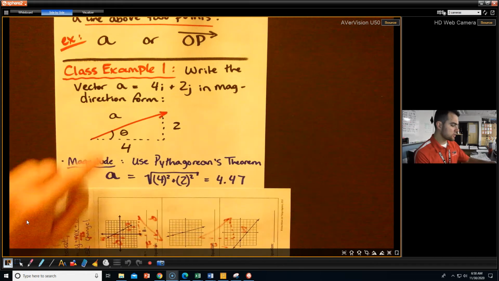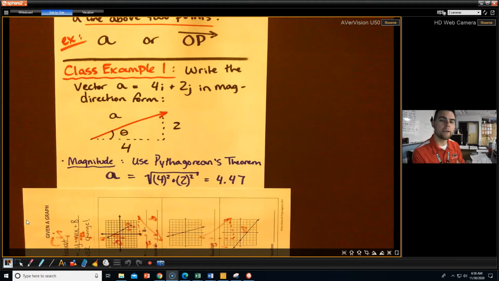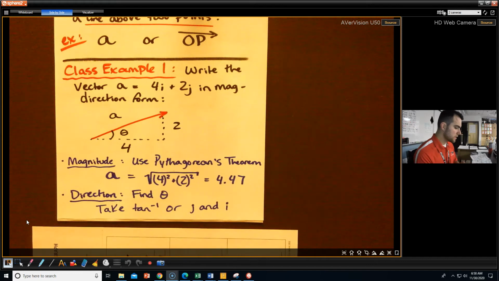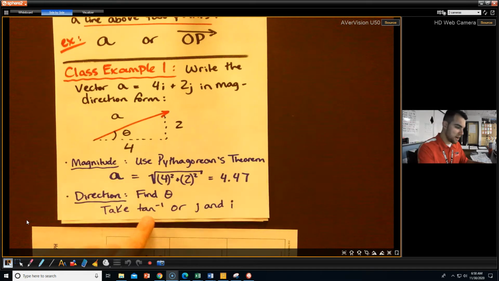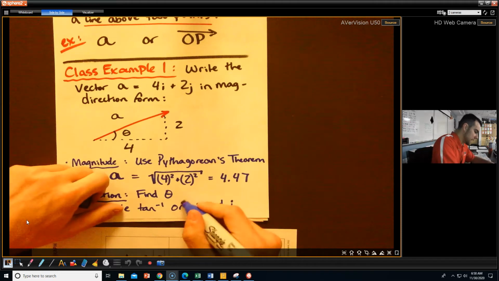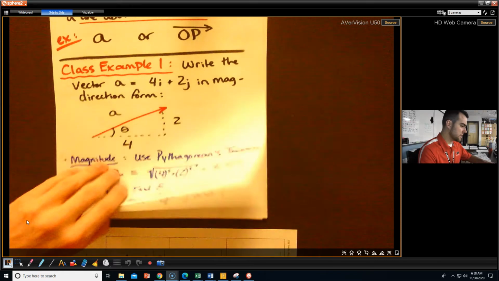Now for the direction, that's actually this angle right here. There's a little bit of trig, but it's more about plugging and chugging, okay? So to find theta, to find this angle, we need to take the arctangent, and this should be of j and i. The arctangent. Okay, let's see that in action.